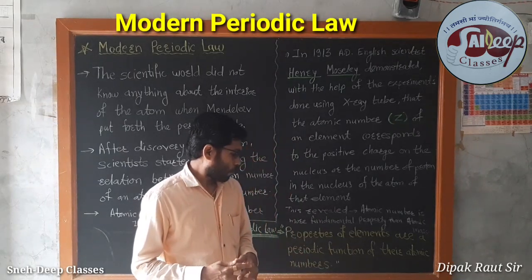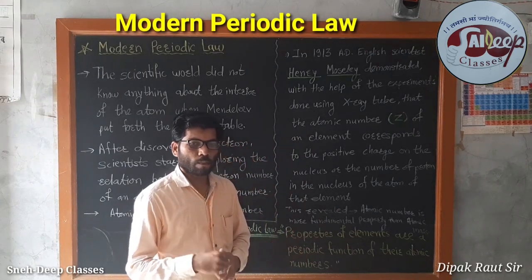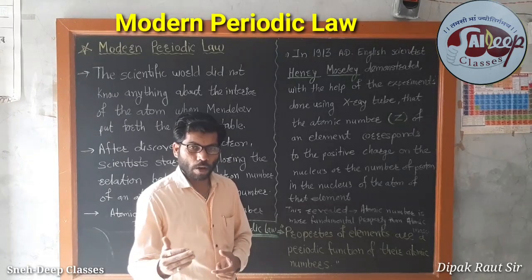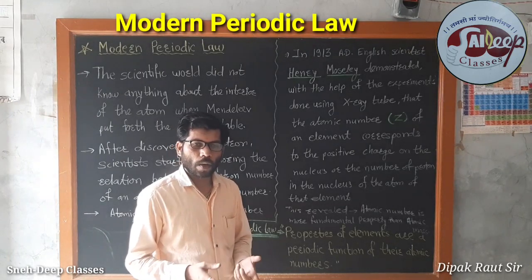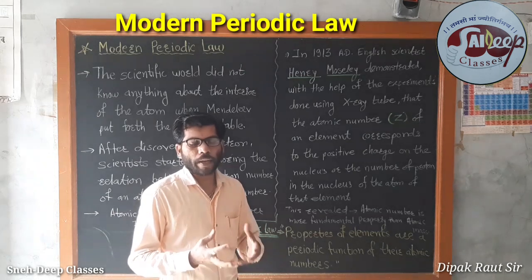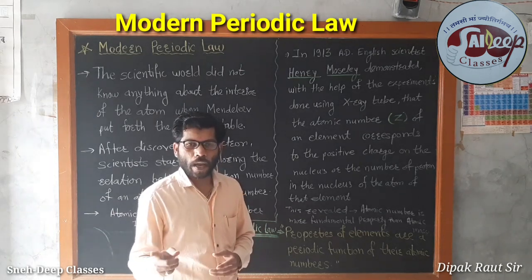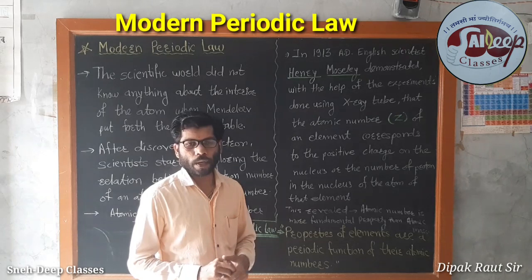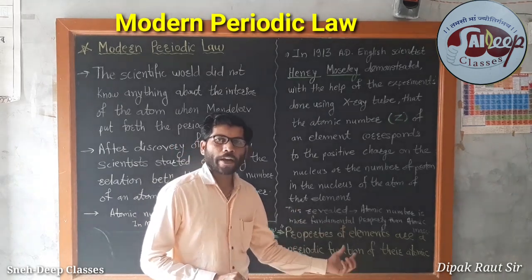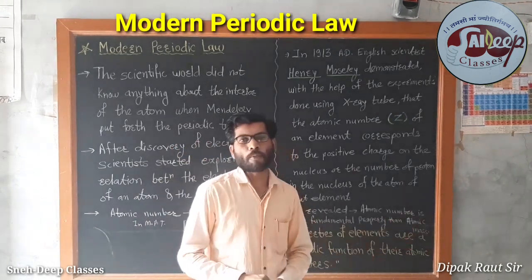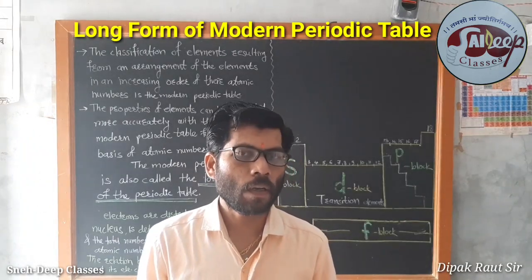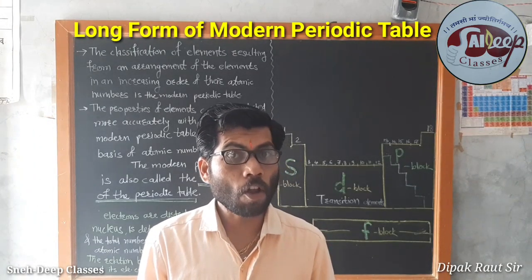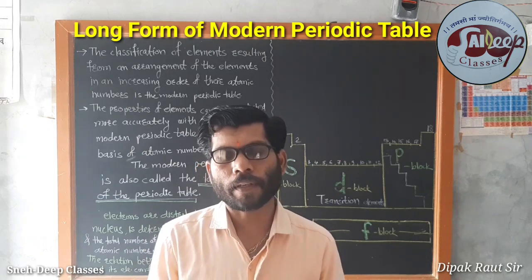Now, students, learn both laws, the modern periodic law and Mendeleev's periodic law, because we know the main concept: Mendeleev's fundamental property is atomic mass, and in the modern periodic law, atomic number is the fundamental property. New point: the modern periodic table, that is the long form of the modern periodic table.